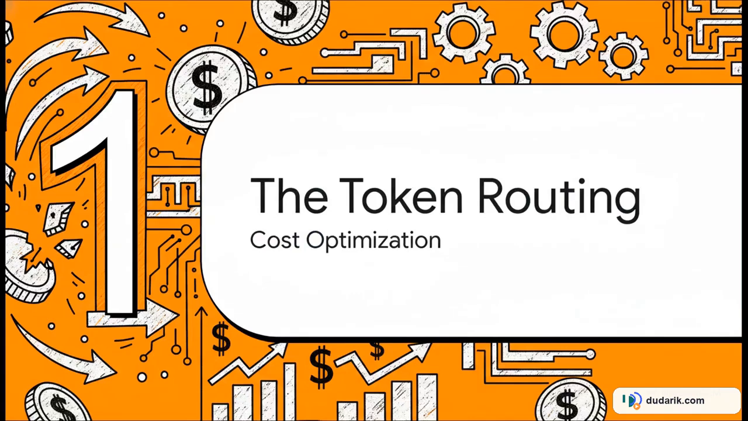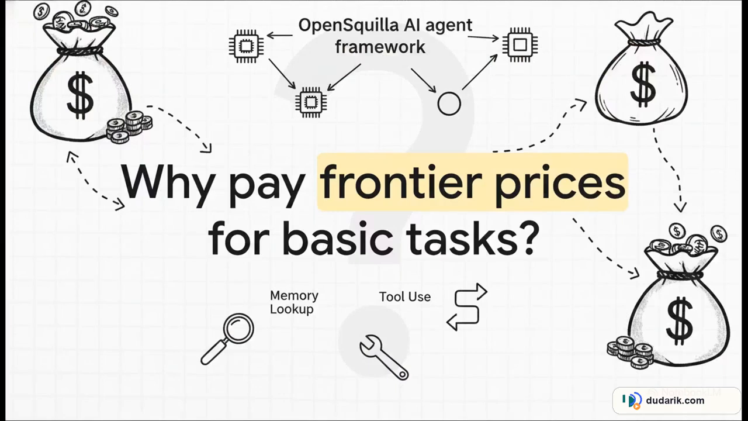Okay, let's kick things off with Section 1, the token routing solution. Let's tackle the most immediate, glaring pain point developers face, right? Structural cost inefficiency. I mean, why pay frontier model prices for basic agent tasks? In a typical workflow, you're paying premium, top-tier rates for literally every single turn of the conversation.